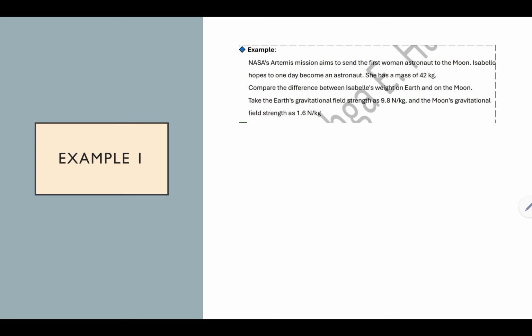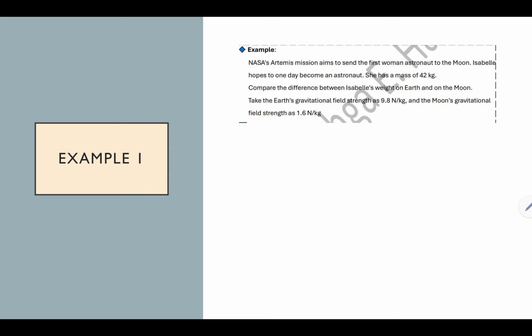Here's an example. Pause the video, try it on your own, and then unpause. NASA's Artemis mission aims to send the first woman astronaut to the moon. Isabel hopes to one day become an astronaut. She has a mass of 42 kilograms. Compare the difference between Isabel's weight on Earth and on the moon. Take the Earth's gravitational field strength as 9.8 newtons per kilogram and the moon's gravitational field strength as 1.6 newtons per kilogram.